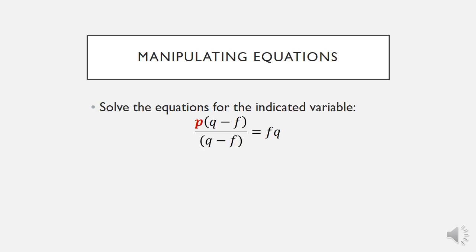Next up I want to get p by itself. I want to divide by the quantity q minus f. Whatever I do on the left, I have to do on the right. So my q minus f side will cancel. I'm left with p equals fq over q minus f. So you can't just flip-flop them. You won't get the right answer that way.